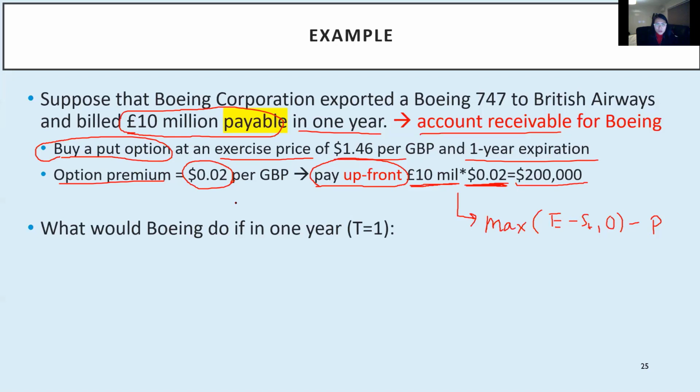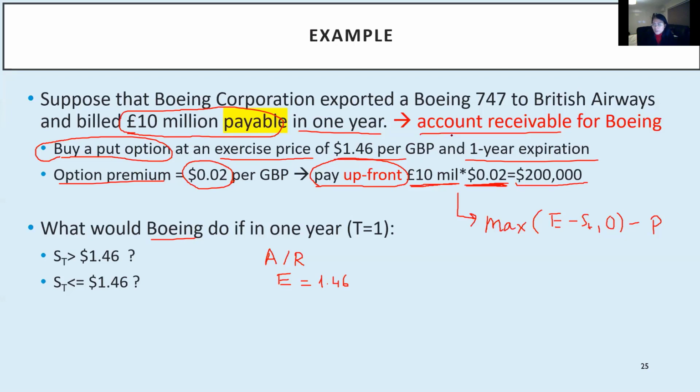So in this question, we are asked what would Boeing do if in 1 year's time, number one, the future market rate is greater than 1.46, and number two, the future market rate is less than 1.46. Okay. So think about this for a moment and tell me what Boeing would do. Okay. So in this case, Boeing has an account receivable, and they enter into an option contract, a put option contract with a strike price of 1.46. Okay.